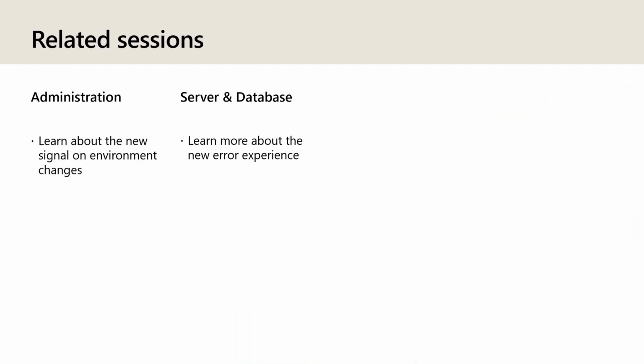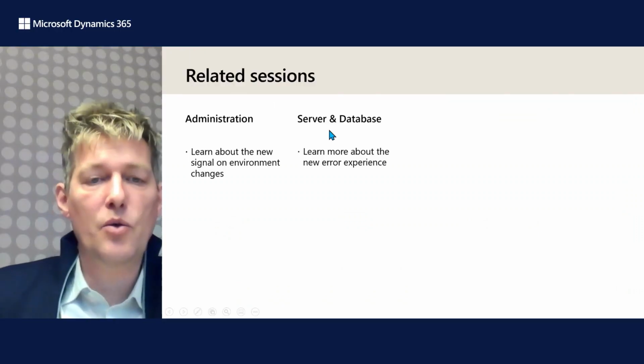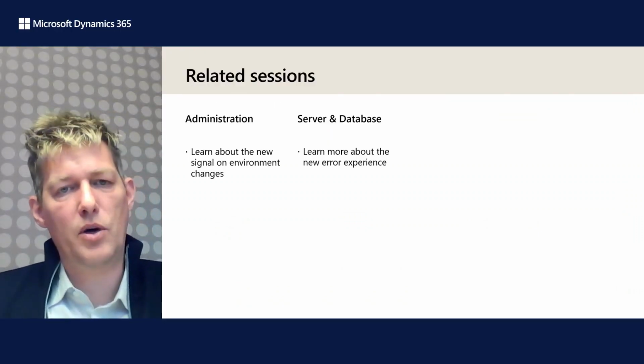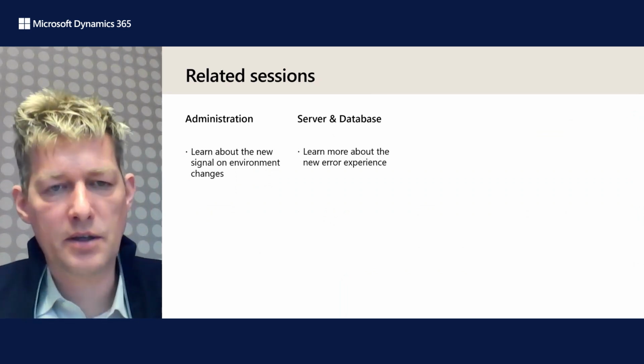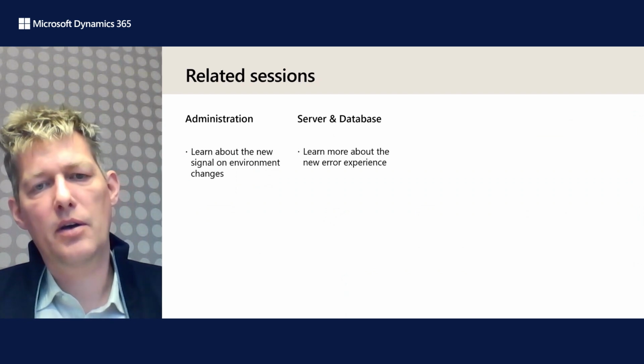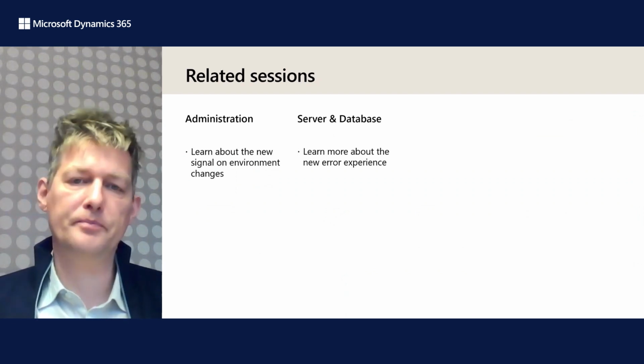So if you like telemetry, you might also be interested in related sessions in this release. It's probably more in the What's New in Administration, where if you want to learn more about the new signal on environment changes and everything else related to environment administration, go to that. And if you want to learn more about the new error experience, visit the What's New on Server and Database to see where this voting for an error message is occurring.